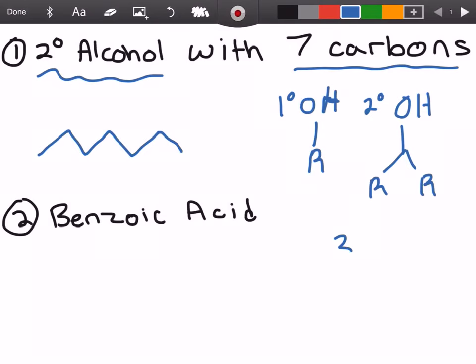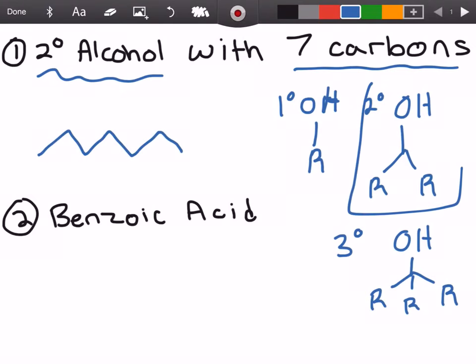Or you can have a tertiary alcohol, where the alcohol is attached to one carbon, and that carbon is attached to 1, 2, and 3 other carbon chains. So this question is looking specifically for a secondary alcohol. And so we want something that looks like this, where the alcohol is attached to a single carbon that is then attached to 2 other carbon chains.